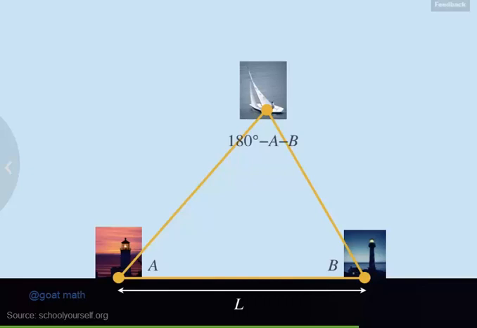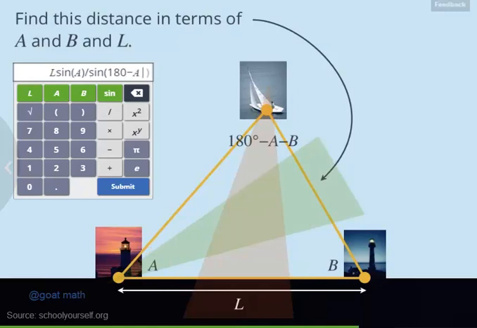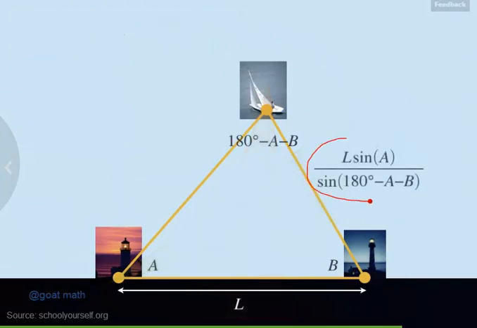Next, we'll be using the law of sines. The angle you just found, 180 minus A minus B, is opposite the side of length L. So use the law of sines to find the length of this side over here, which is opposite from angle A. Impressive work! So the length of this side is L times the sine of A divided by the sine of 180 minus A minus B.